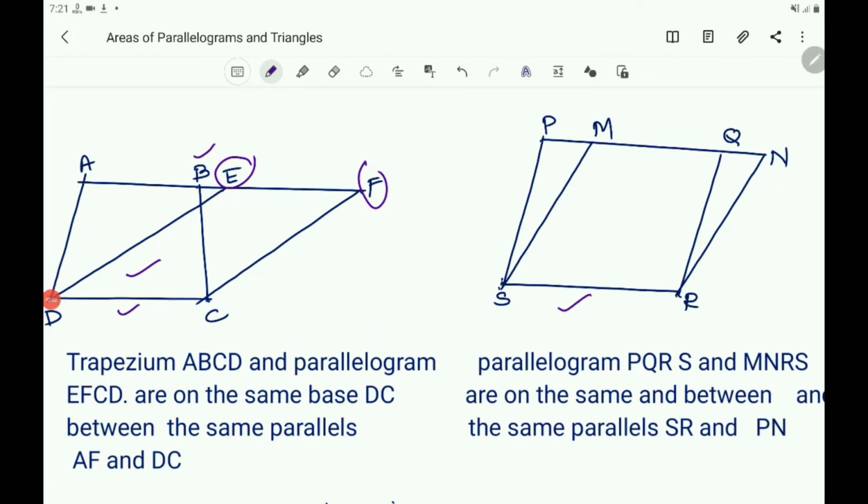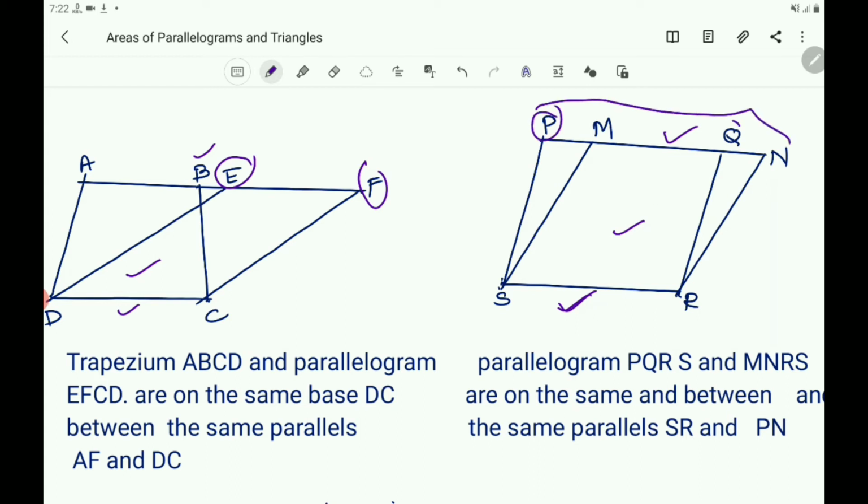Observe this figure. In this figure, PQRS is a parallelogram and MNRS is also a parallelogram. Two parallelograms are there, PQRS and MNRS. They are on the same base SR. On the base SR, both parallelograms PQRS and MNRS are there, and observe their vertices. Vertices P and Q of PQRS and vertices M and N of MNRS lie on a line PN.